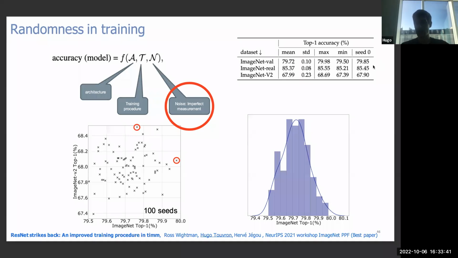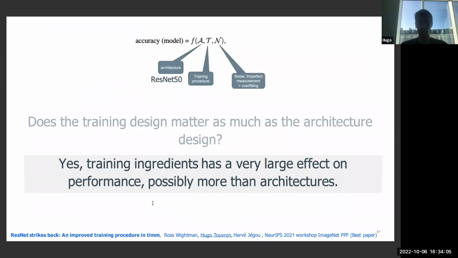But something that is interesting is that with ImageNet V2, we don't overfit with seed 0. And in fact, if you compare the performance on ImageNet V2 with the performance on ImageNet Val with 100 different seeds, you can see there is no clear correlation. So it can be very interesting to use ImageNet V2 in order to evaluate the level of overfitting. So to the question, does the training design matter as much as the architecture design? The answer is yes. Training has a very large effect on performance, possibly more than the architecture.